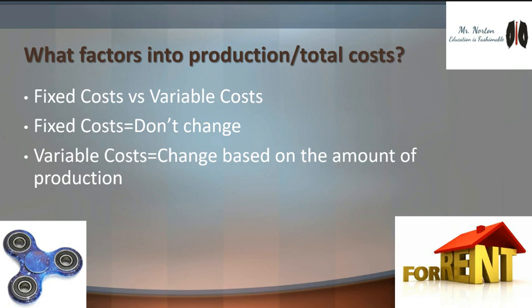My production costs equal my variable cost plus my fixed costs. That's what a production cost actually is. And some people call it total cost. So production cost and total cost, those are going to be the same thing.